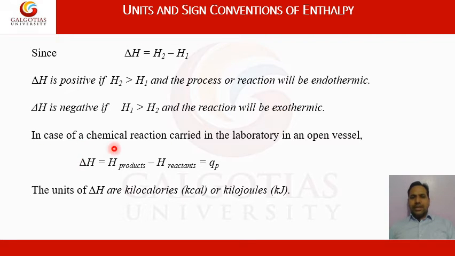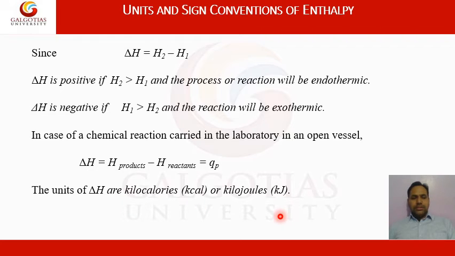So in case of a chemical reaction carried out in the laboratory in an open vessel, delta H is equal to H product minus H reactant, which is equal to QP. Here the subscript P shows constant pressure. The unit of delta H is kilocalorie or kilojoule.